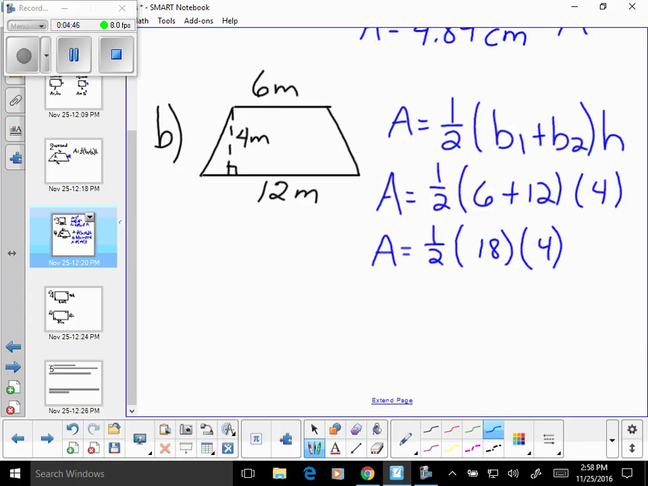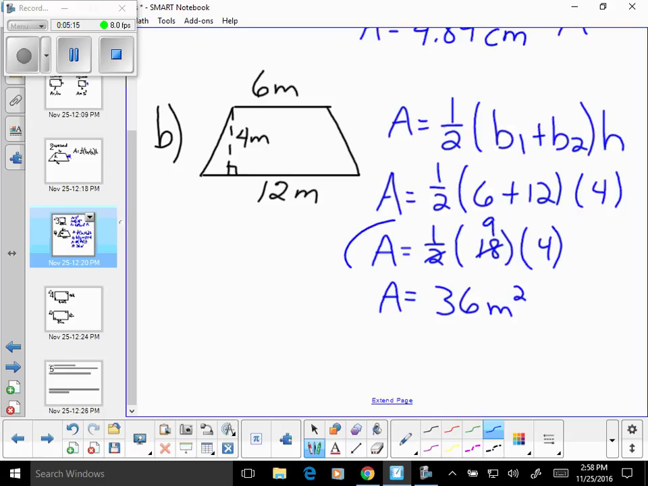Now here's where you get to make a choice. You're either going to take 1/2 of 18, which means 9, and then 9 times 4 is 36, or you could take 1/2 of the 4. However, you absolutely cannot take 1/2 of both of them. You can only take 1/2 of one of them. So then my area is going to be 36 meters squared.